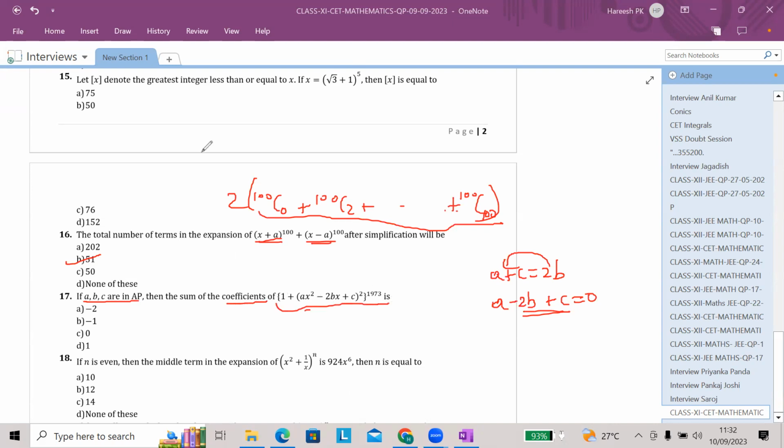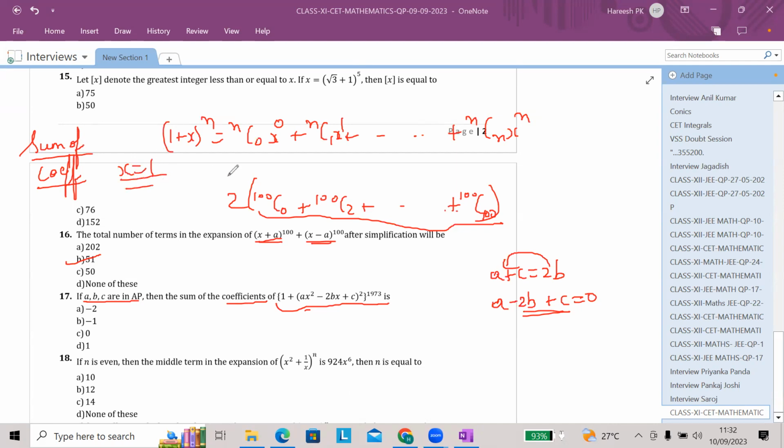Remember, whenever we wrote (1 plus x) whole power n, the answer was nC0 x^0, nC1 x^1, and so on. Now, when we want the sum of coefficients, whenever we hear the word sum of coefficients, all we need to do is put x equal to 1. So just substitute x equal to 1 everywhere. So then you'll end up getting 2 power n is equal to nC0 plus nC1 up to nCn. That's it.